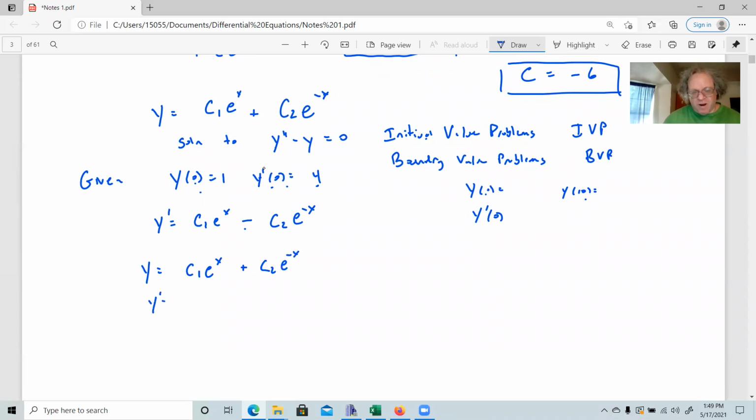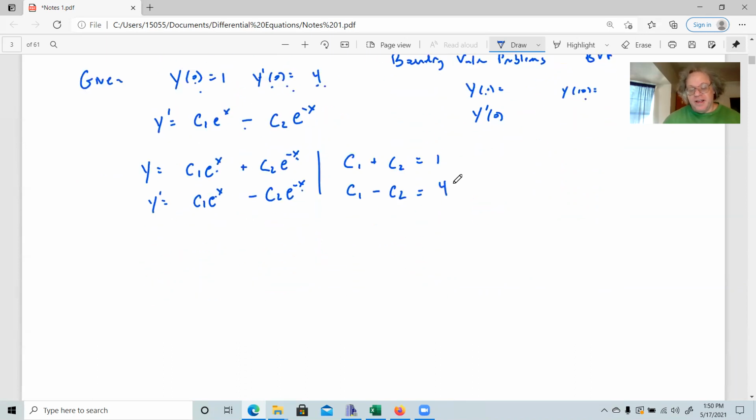We have y prime is equal to c1 e to the x minus c2 e to the negative x. And all they're asking us to do is plug these things in. So if I plug in 0, all of the e to the whatevers turn into 1. So I have c1 plus c2 is equal to 1, and c1 minus c2 is equal to 4.